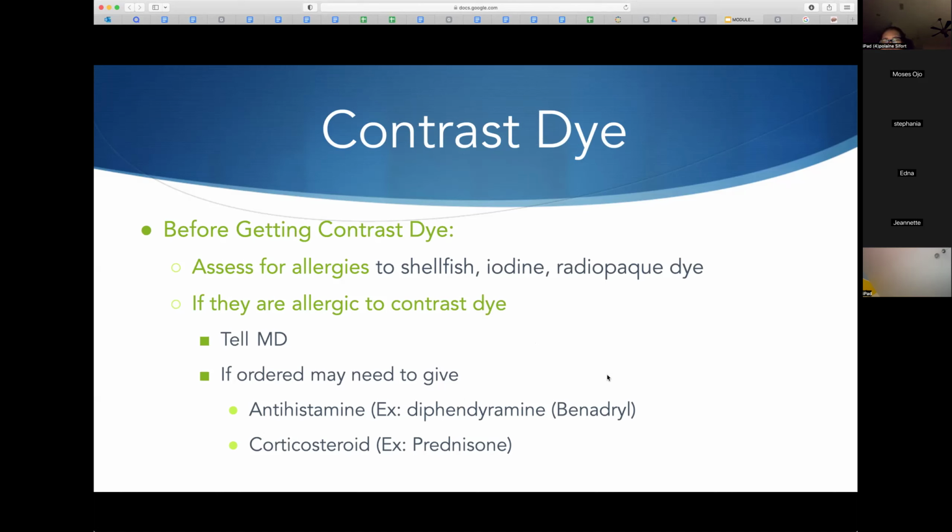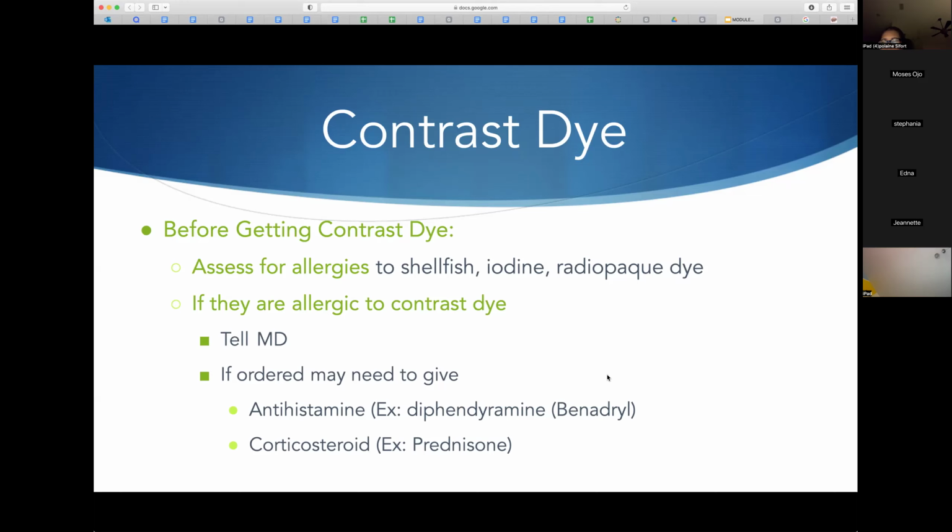Your responsibilities as a nurse before your patient even gets contrast dye. Please make sure the order is clear. If the doctor just says, oh, CT scan of the chest, without specifying with or without contrast, that's your job. You have to clarify. If they didn't write with or without contrast, you need to call them and get the clarification. Because if a patient is not supposed to get contrast dye and they do, that's a problem.